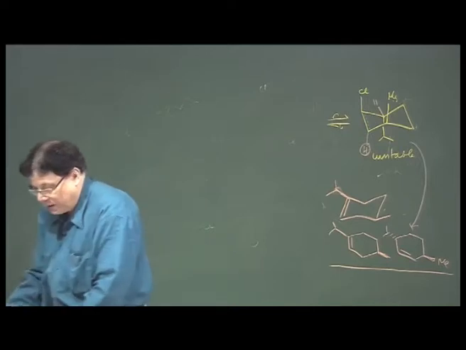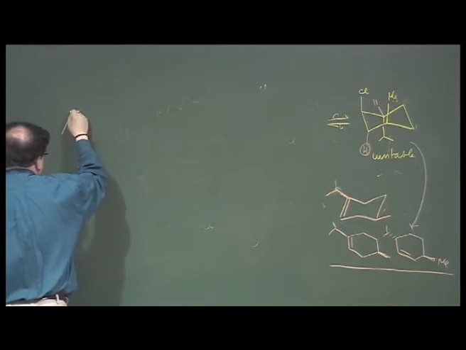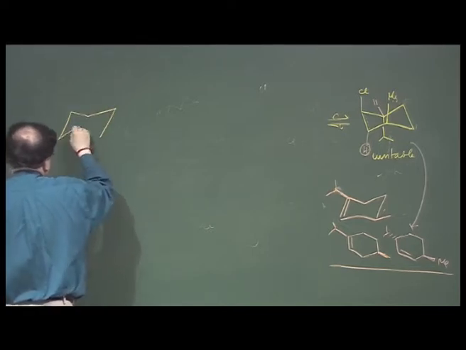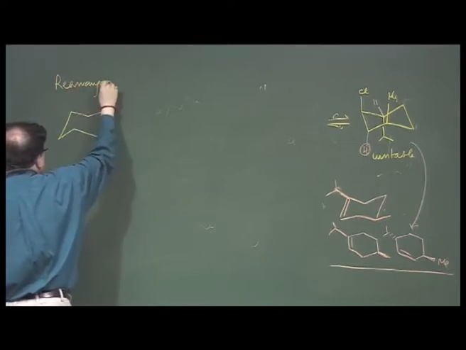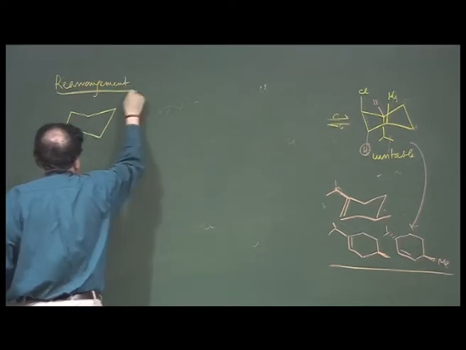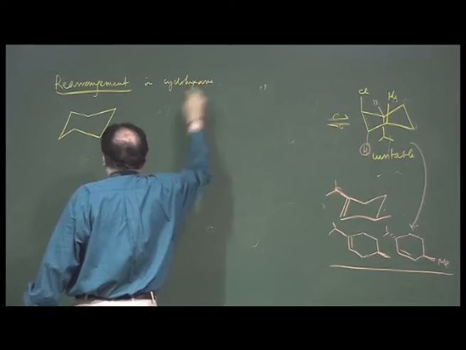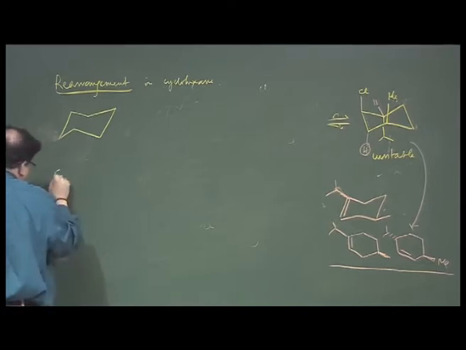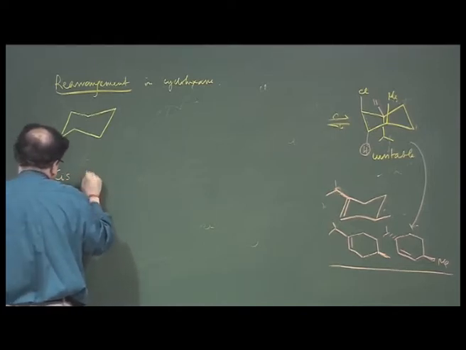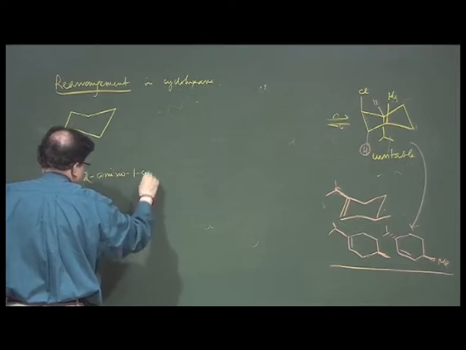Let us do just one more example of rearrangement reactions in cyclohexanes. Now, suppose you take, no tertiary butyl, suppose you take cis 2-amino-1-cyclohexanol.